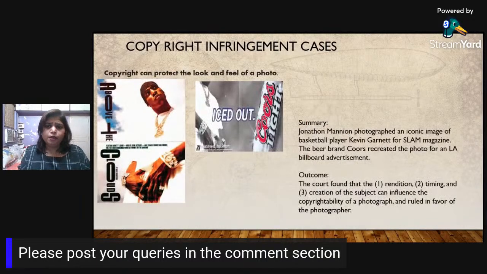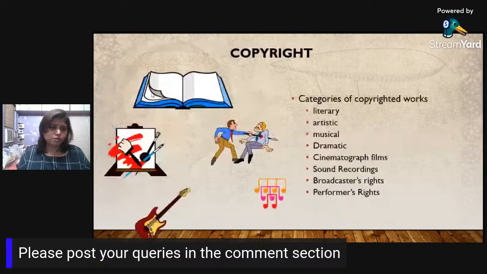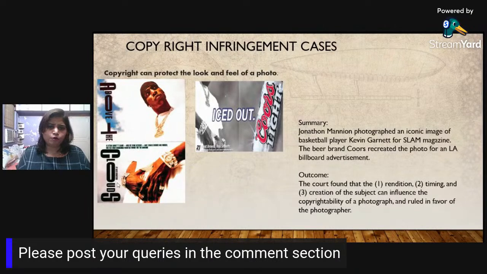All these come under copyrights. So this is one of the copyright infringement cases. This was an infringement case with respect to the photograph. This was the original photograph of the rapper, which this photographer clicked, and it was in the magazine. Then this beer company almost tried to steal the same idea, as you see from the other side. So the photographer sued for infringement of his copyright, and punitive damages were claimed for this.